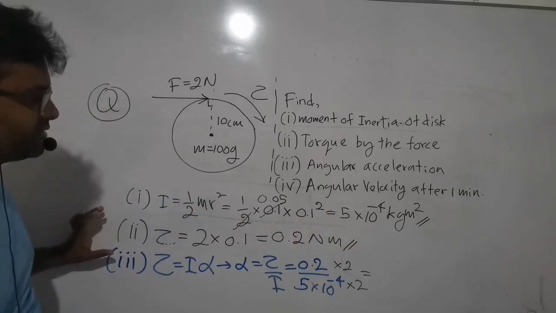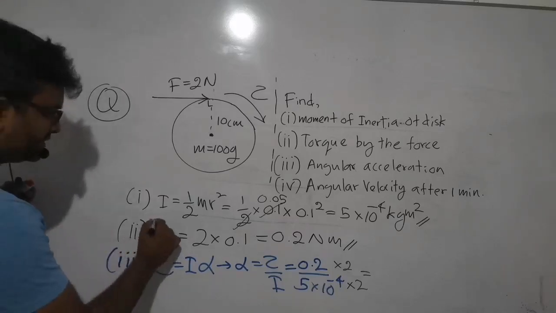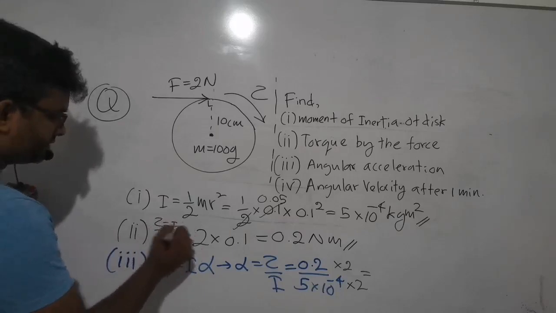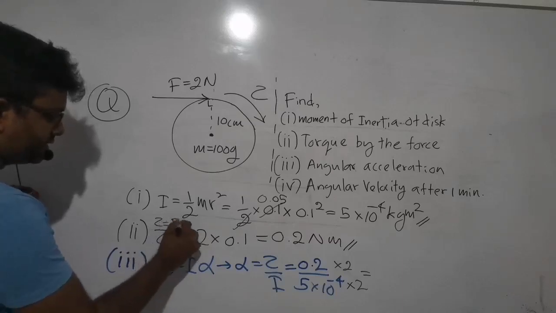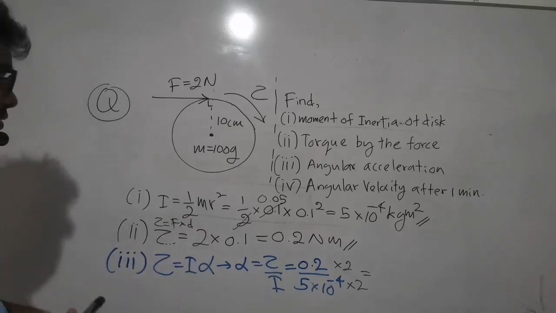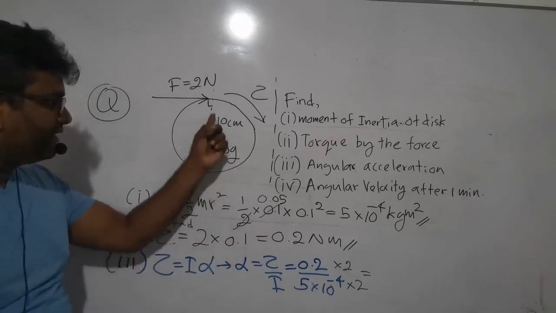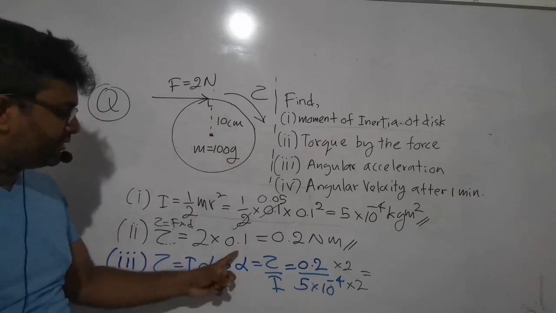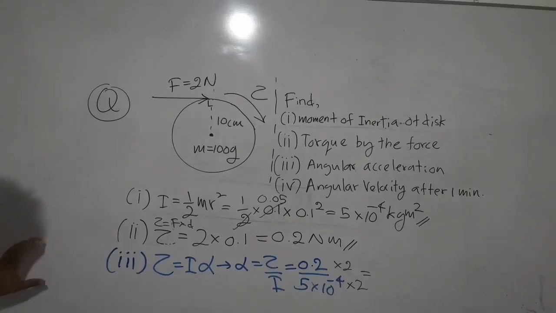For that we can use tau equals I alpha, right? Here this is the equation I have used. Tau equals F into D, force into perpendicular distance, right? So 2 and 0.1, we have converted centimeters into meters. So this is the value for tau. After that we need to find alpha. So we can use tau equals I alpha.